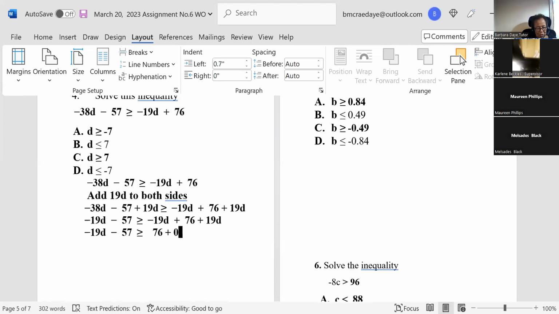Now, Maureen, what's your next step? You want to get your constants together. So what do you do? Okay, hold on. You want to get this minus 57 on the same side as the 76. So what do you do?